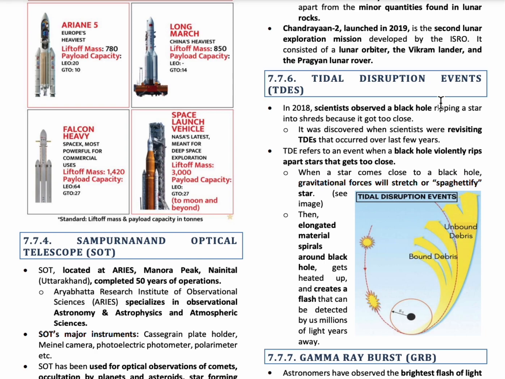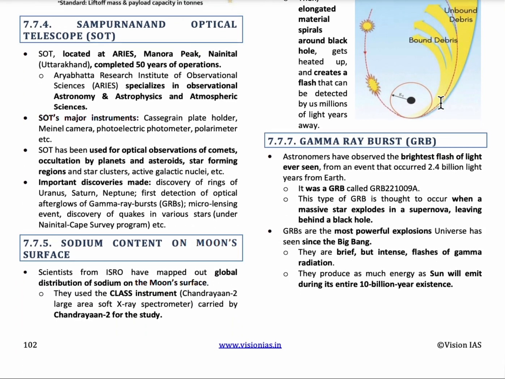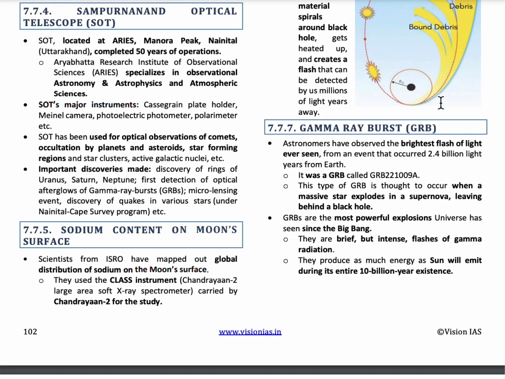The next topic is gamma ray burst. A gamma ray burst is the most powerful explosion seen since the Big Bang. Scientists think that this burst occurred due to a massive star exploding in a supernova.